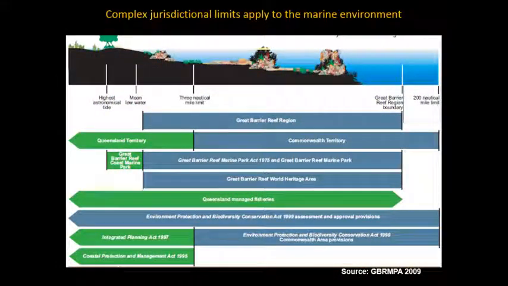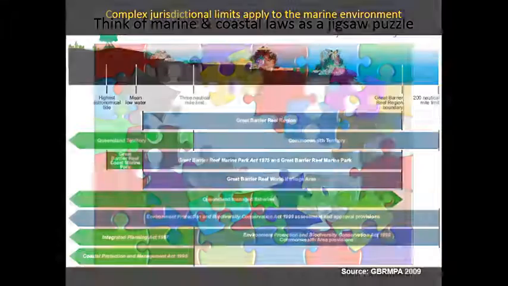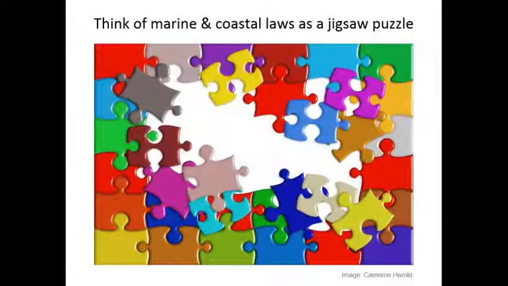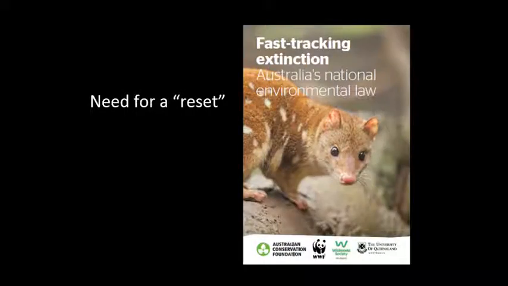I was just going to mention the complex jurisdictional limits in the marine environment. It's really complicated where national and state laws ultimately apply, and different laws apply at different tidal limits, but also out to 3 nautical miles, then to the edge of the Great Barrier Reef region, and then out to 200 nautical miles. Don't get caught up in that at this stage, I just mention it. There are all these laws, they apply in different areas, it's complicated. Don't be stressed about the complexity, think of it as an overall jigsaw that you've got to solve. Hopefully that reference diagram is useful for you.